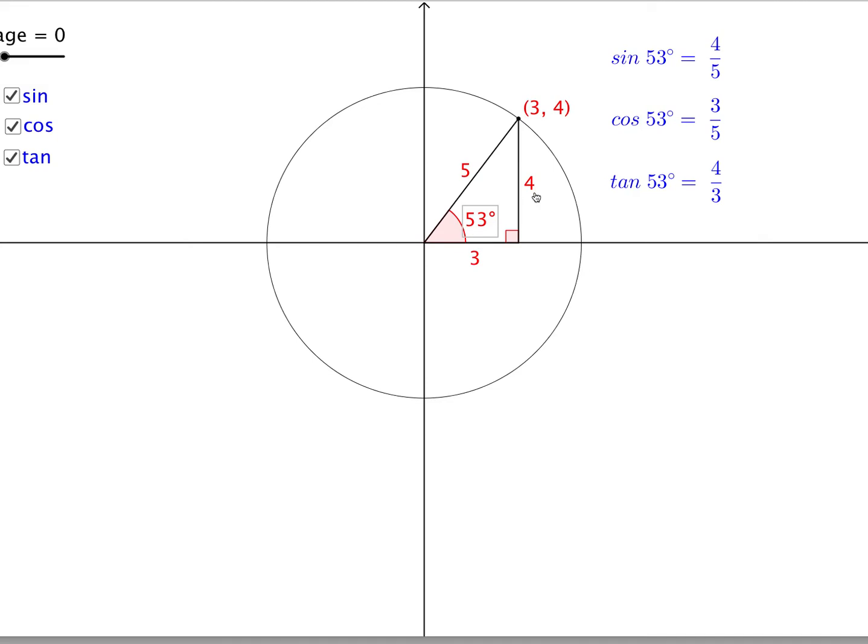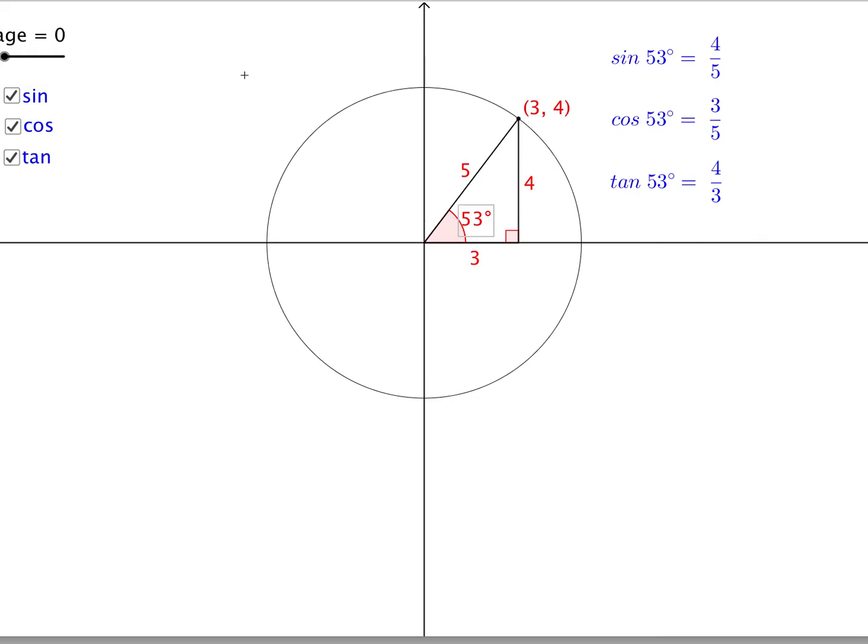So the software measures the sides and it measures the angle. And what we've got here is, for this 53 degrees in this triangle, the opposite's 4, the hypotenuse is 5, there's a ratio. Sine 53 is 4/5. Cos 53 is adjacent, 3 over 5. And tangent 53 is the opposite over adjacent, 4 over 3. 4/5, 3/5, 4/3. When that's 53 degrees, 3, 4, 5 triangle, those are the ratios. It's 3 along, 4 up, because this is the point 3, 4.